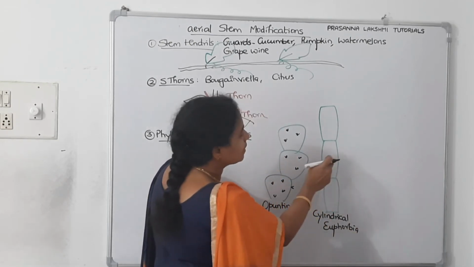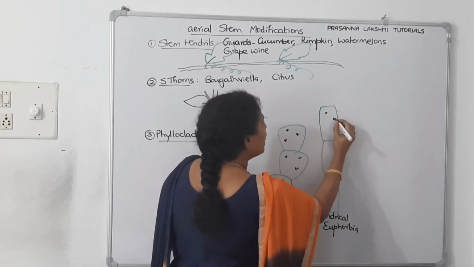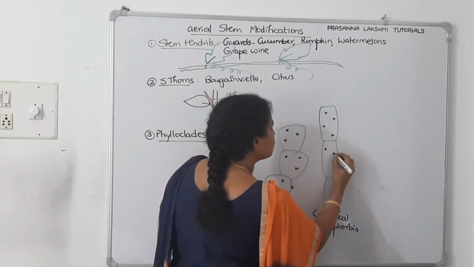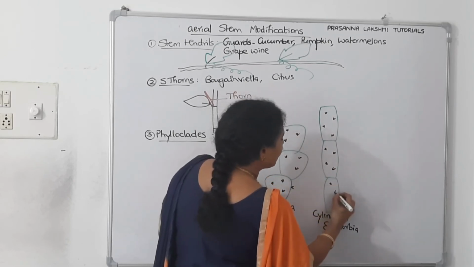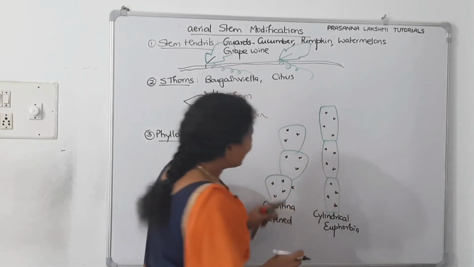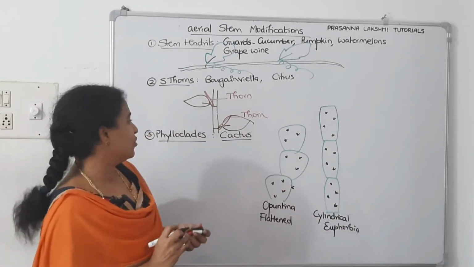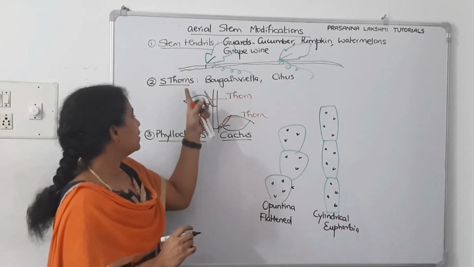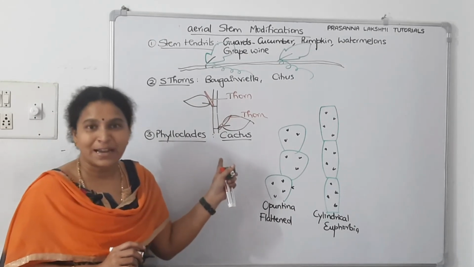See, it's like a cylinder. And why did they turn like this? Because the leaves, to reduce transpiration, modified themselves into spines. So this is a leaf modification, this is a stem modification. So we have seen stem tendrils, we have seen thorns, we have seen phylloclades of unlimited growth.